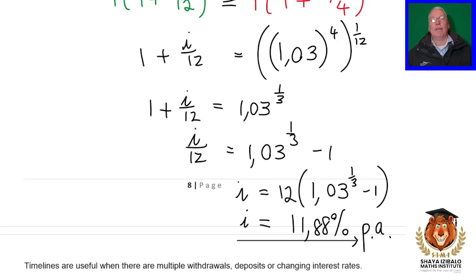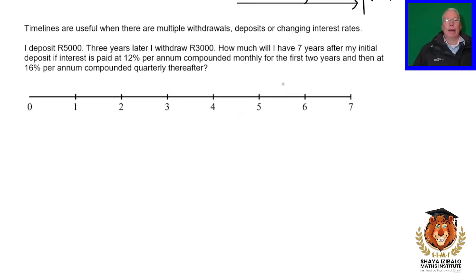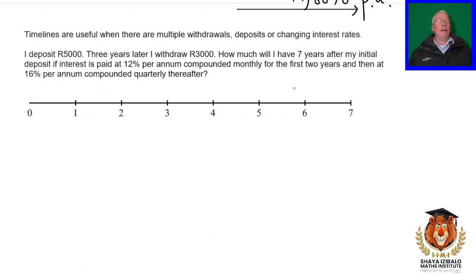Okay, now the next bit of revision before we start our new grade 12 work is the whole idea of a number line. You may have learned different ways of doing number lines. I'm going to show you two different ways of doing this particular question. A number line is helpful when we've got multiple withdrawals, deposits, or changing interest rates. In this question we've actually got all of those things.